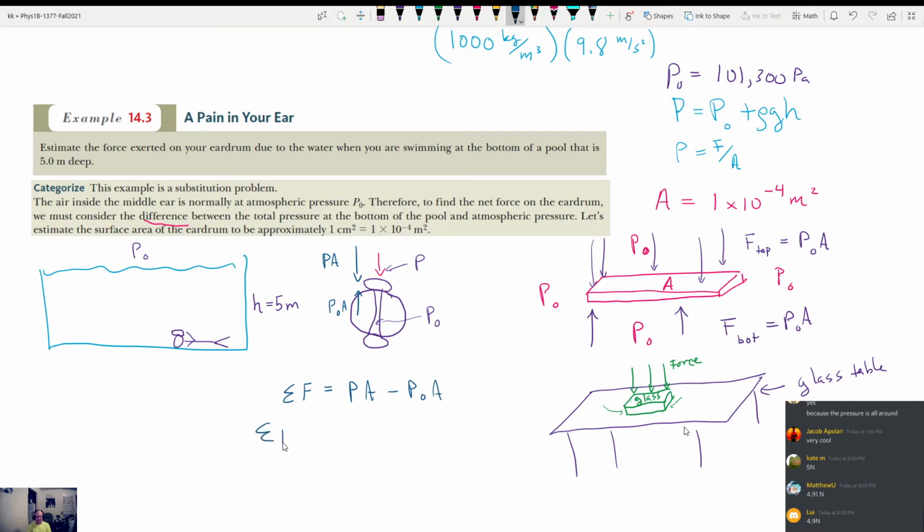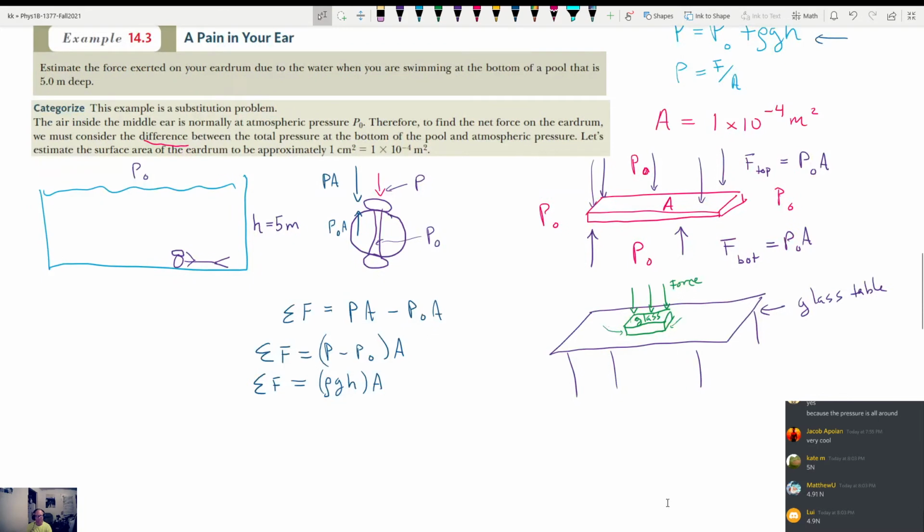And then we have A in both of these terms, right? So you do P minus P naught times A. But hey, P minus P naught, well, according to this equation, that's equal to rho g h. That gives us the difference in pressure, also known as the gauge pressure, multiplied by the area. And now we have all of the symbols that we need to solve this.